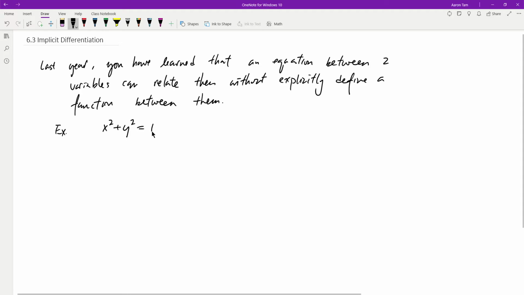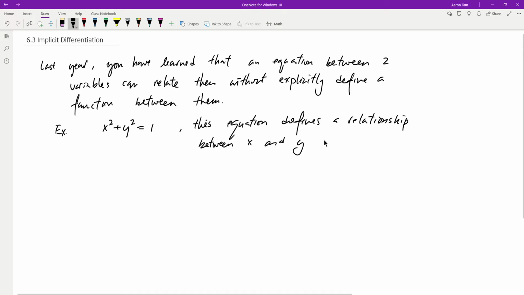So this equation defines a relationship between x and y, but just not a function. And a relationship in math simply means that two things are related together, which in this case, x and y are related together by this equation. So this equation defines a relationship between x and y, but it is not a function.